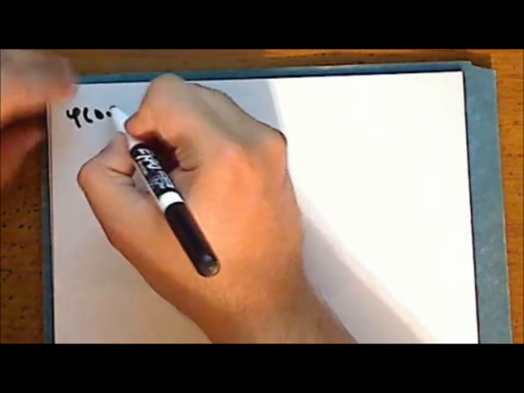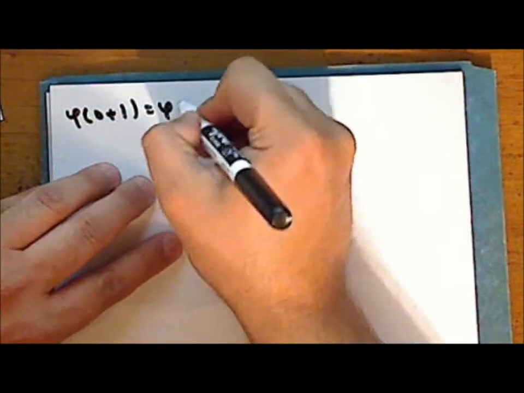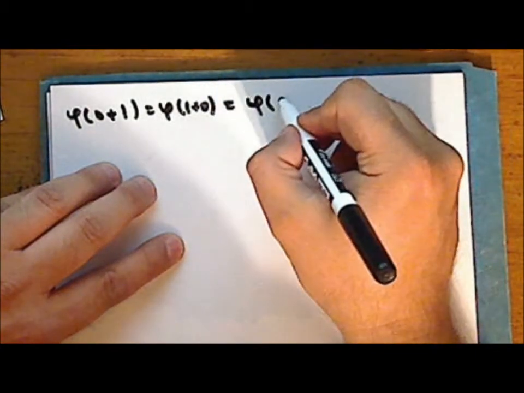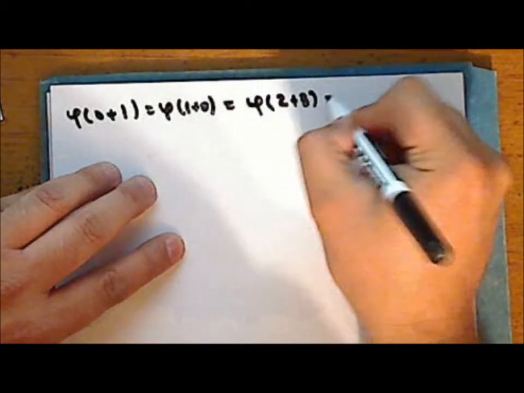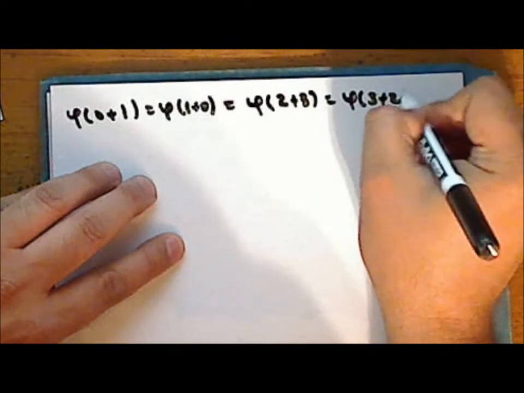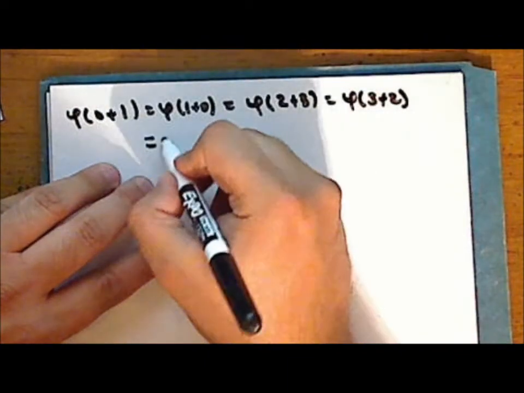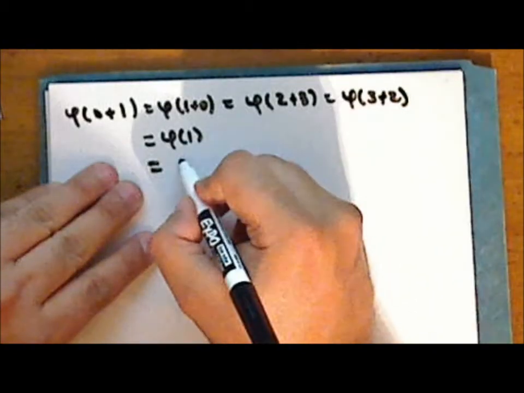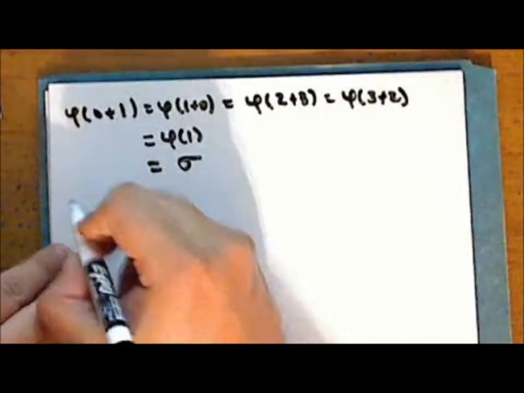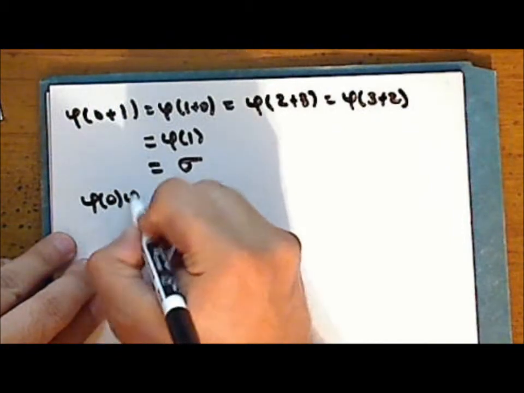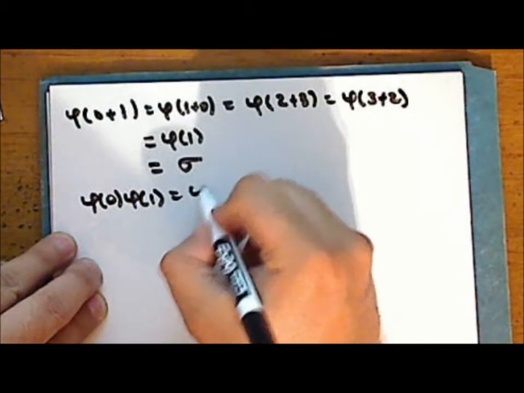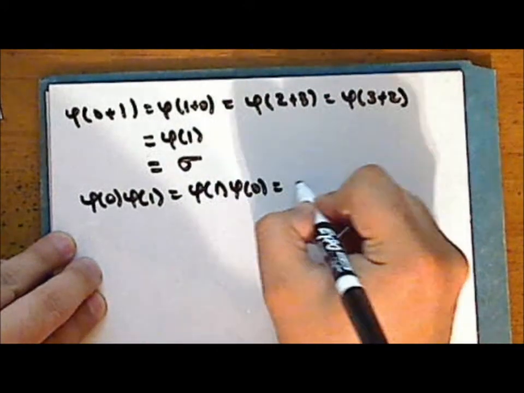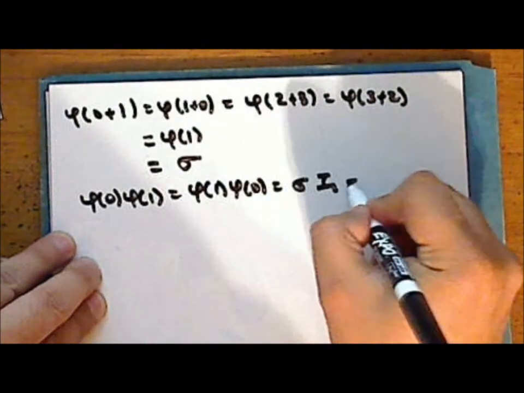Now phi of 0 plus 1 is the same as phi of 1 plus 0, which is the same as phi of 2 plus 3, which is the same as phi of 3 plus 2, all of which is the same as phi of 1, and phi of 1 is the matrix sigma. Now phi of 0 times phi of 1 is the same as phi of 1 times phi of 0, which is sigma times identity, which is sigma.